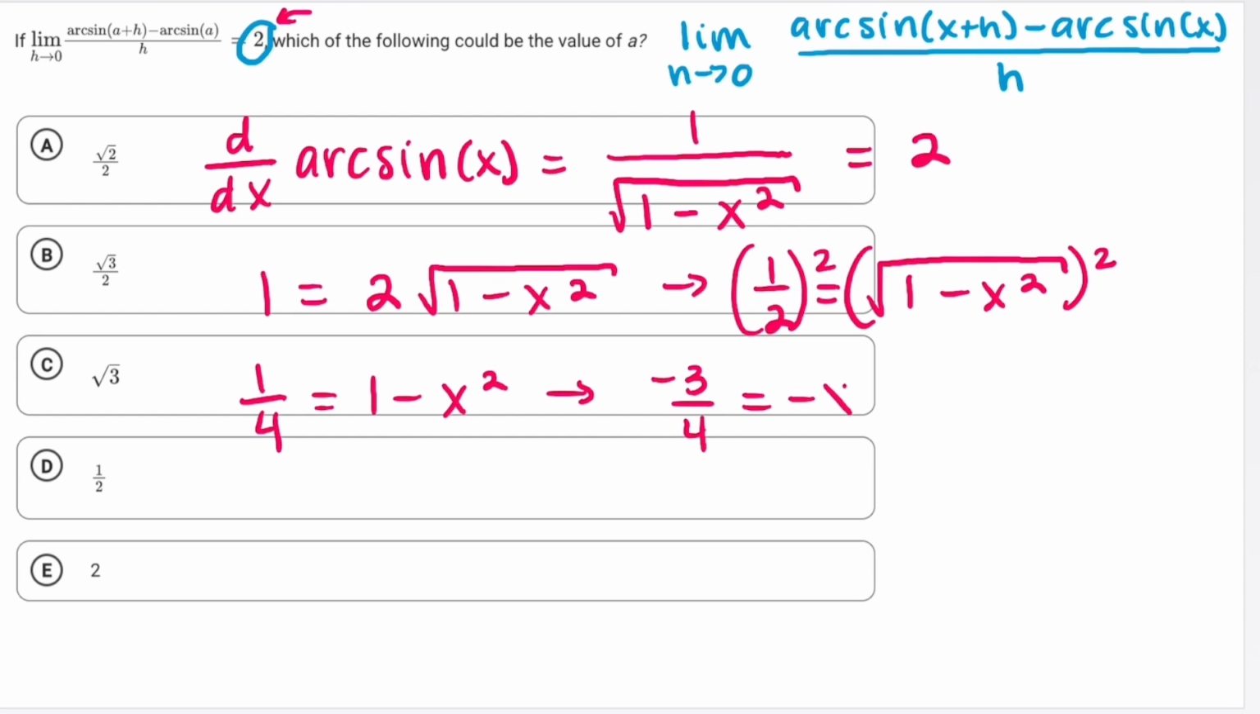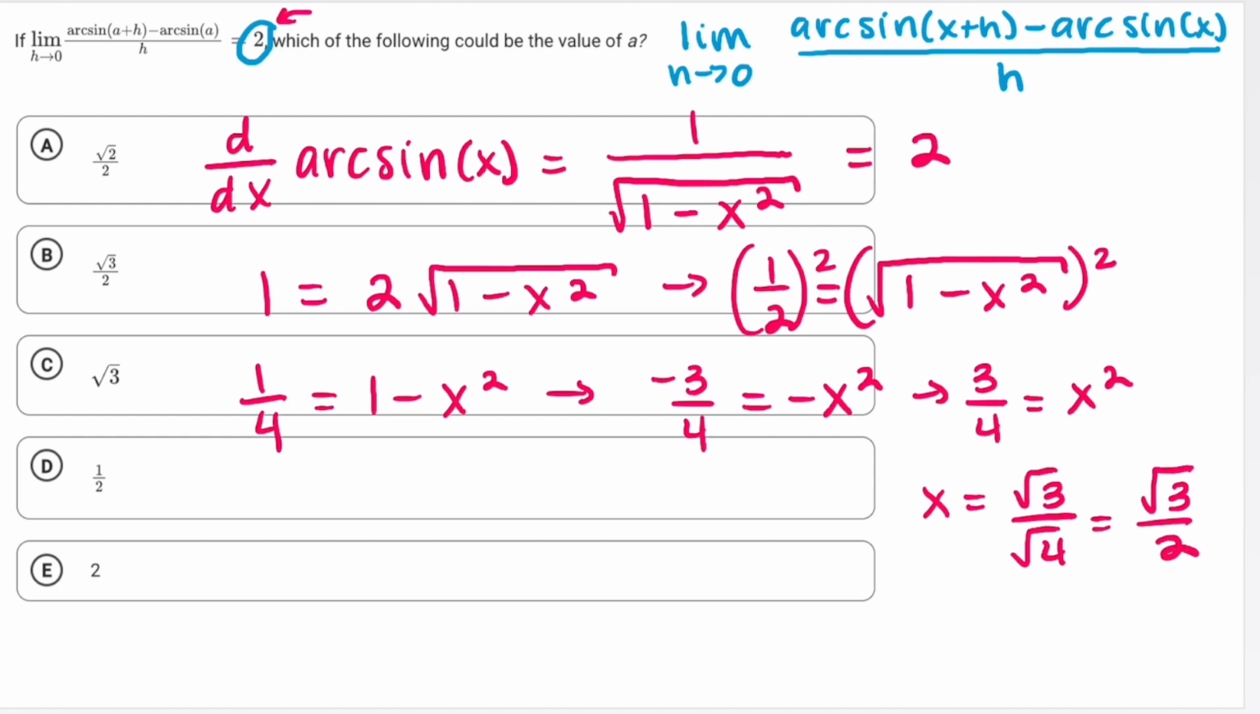is equal to negative x squared, which means 3/4 would be equal to x squared, which would mean that x would equal the square root of 3 over the square root of 4, which would just be the square root of 3 over 2. So that would be this value right here. So that would be an a value that you could evaluate the limit as. I mean, not the limit. You could evaluate the derivative at to give you a value of 2.